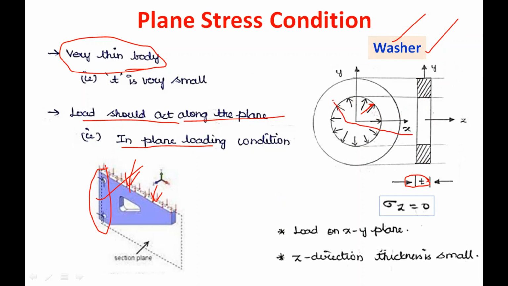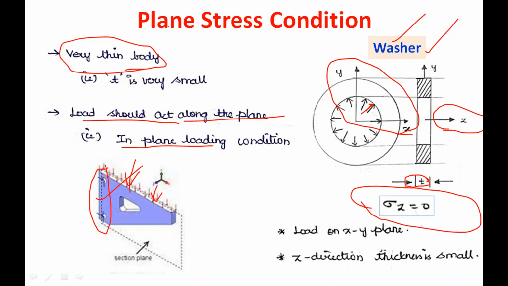So if this section plane is taken as XY plane and the thickness direction is considered as Z direction, in this type of condition, we can say that the stress in the thickness direction, that is Z direction, is negligible. We have stress along the XY plane is more than this stress acting on the Z direction. So because the thickness is very small, there will not be any scope for stress acting along the thickness direction. So that is why the sigma Z is considered as 0.